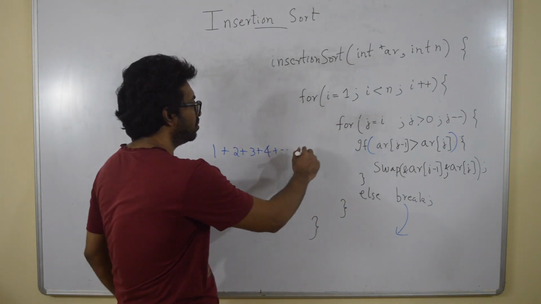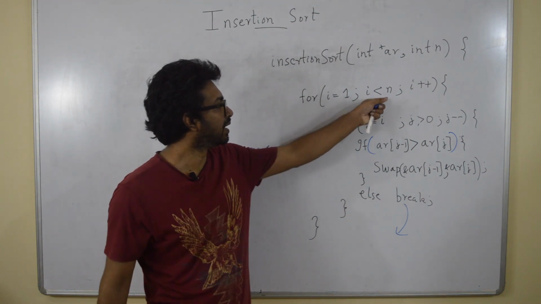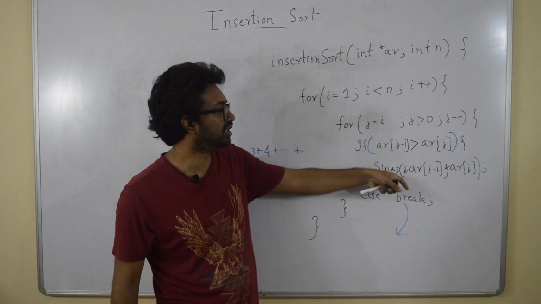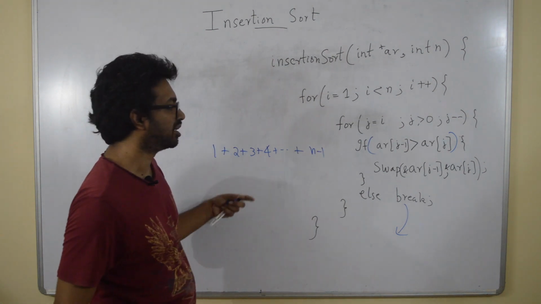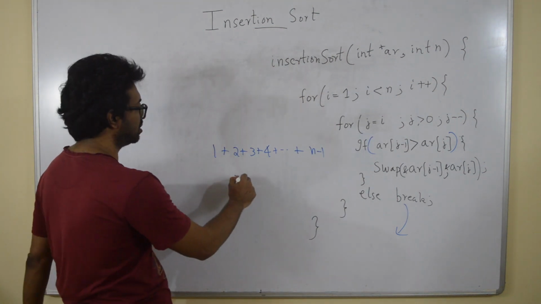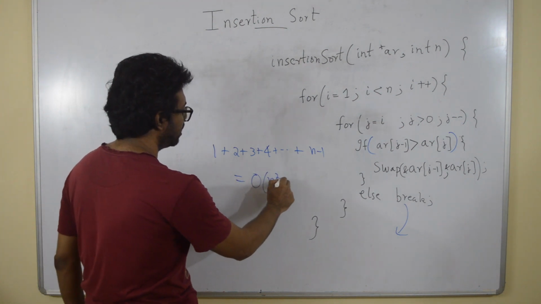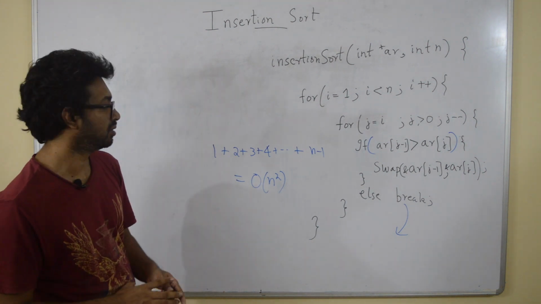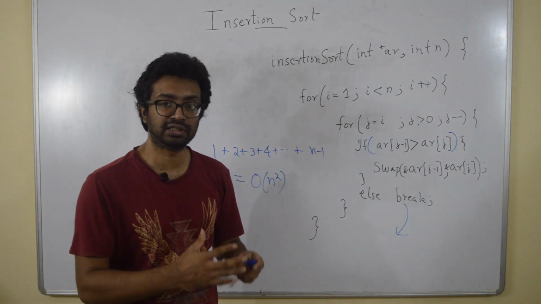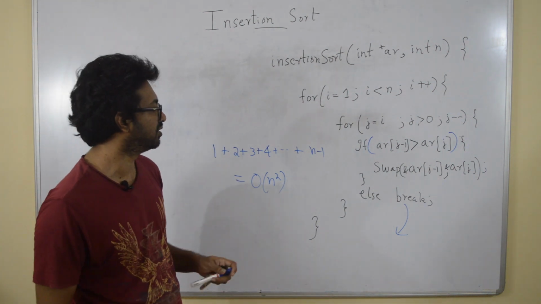So finally, when i is equal to n minus 1, in the worst case, this for loop gets executed n minus 1 times. So this many steps get executed, and we know the answer to it. This is order n square. We saw this fact, and that's insertion sort.